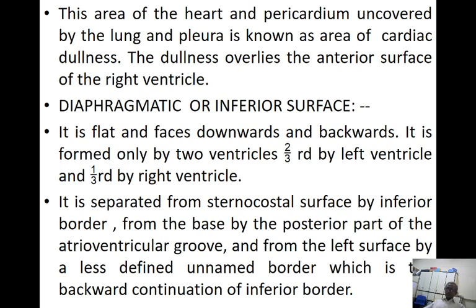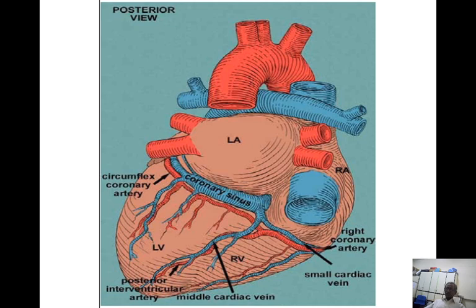It is separated from the sternocostal surface by the inferior border, from the base by the posterior part of the atrioventricular groove, and from the left surface by a less defined unnamed border, which is a backward continuation. So this part is the diaphragmatic surface. This is separated from the base by the posterior part of the atrioventricular groove, from the sternocostal surface by the inferior margin, and of course from the left surface by an ill-defined left margin.